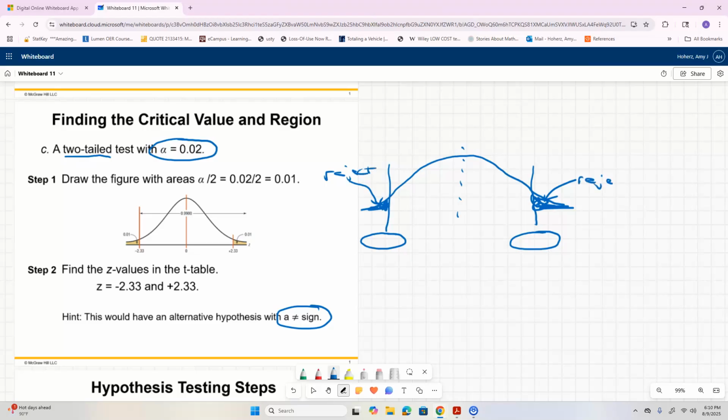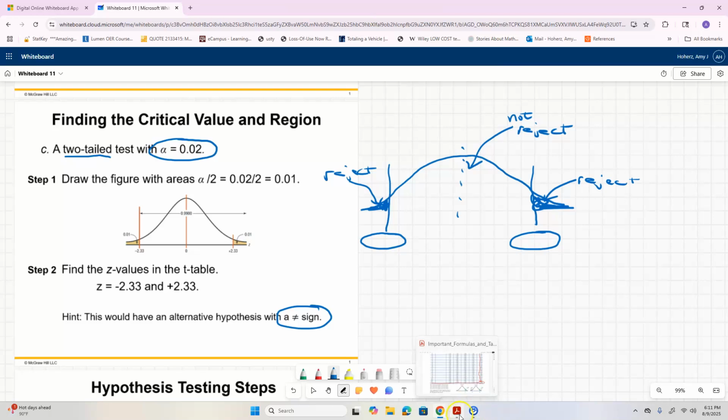So reject if you're below this value or above that value. And then if you're anywhere in this not shaded area, that would be a not reject decision. We haven't done any test values yet. We're only doing the critical values right now. But when we get to the whole process, you'll have a test value, and that's how you make your decision.